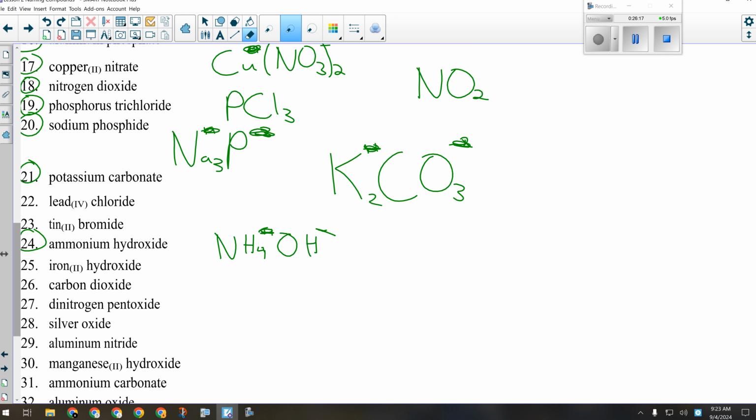People generally do better on that one if it's this way: I give you the name and you write the formula. If I give you the formula, people mess it up because they see a non-metal first and they think, oh, it must be molecular, and they just go crazy with it. Remember that ammonium is that one positively charged polyatomic ion.